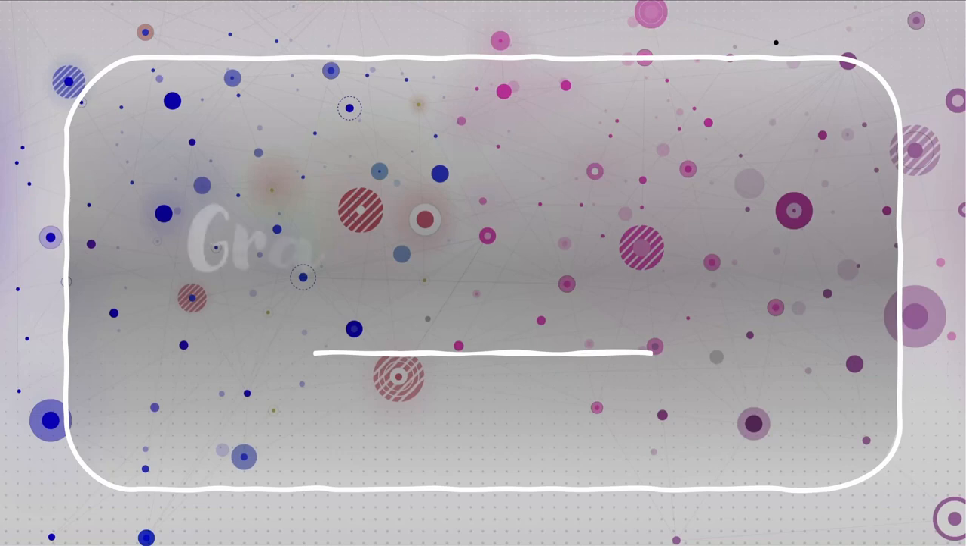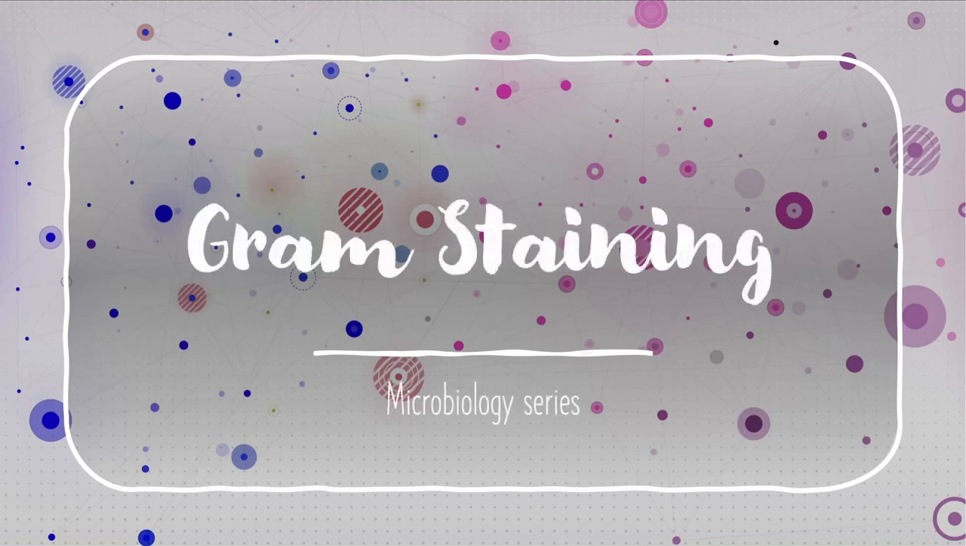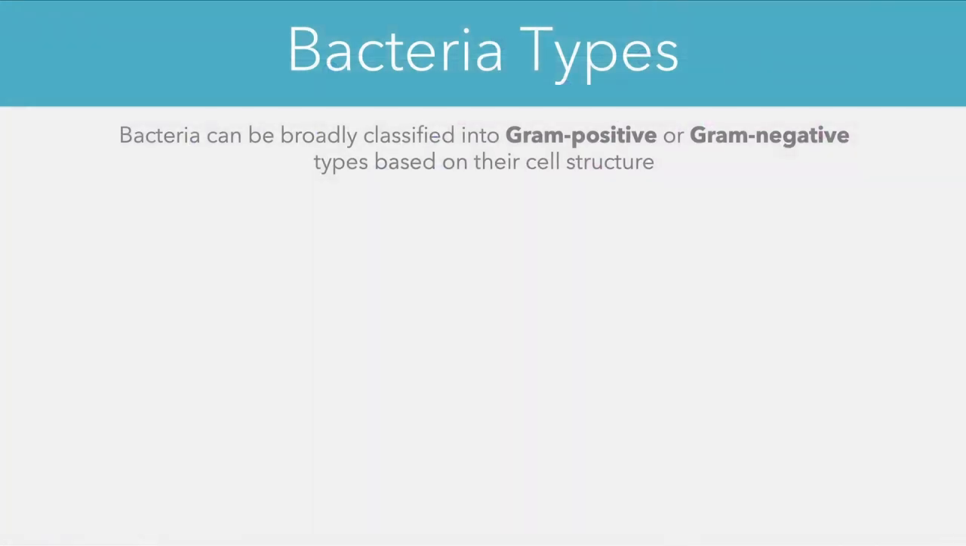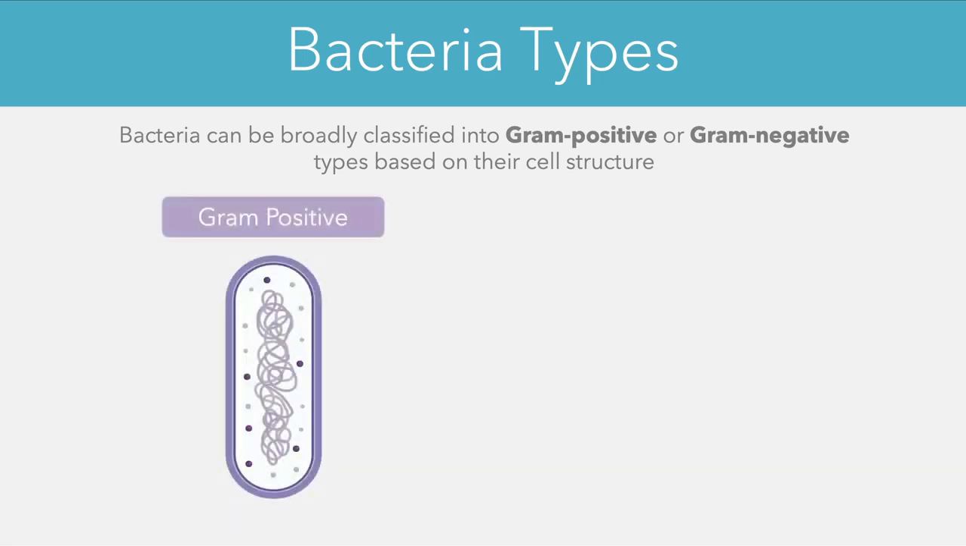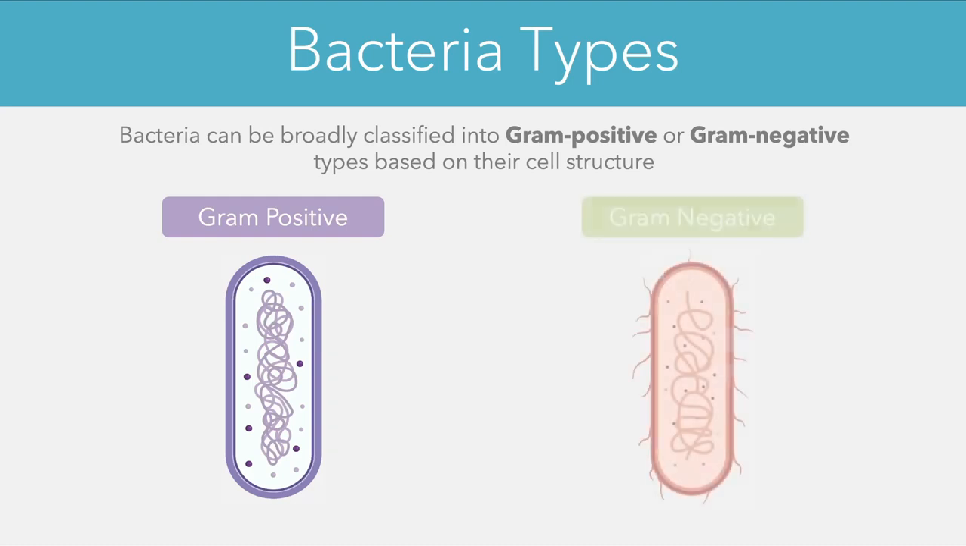Today we're going to be taking a look at gram staining as part of the microbiology series. To start this topic, we first have to understand that bacteria can broadly be categorized into two main groups. The first group is referred to as gram-positive, and the second type is referred to as gram-negative.